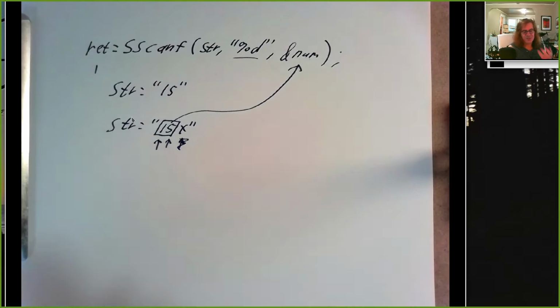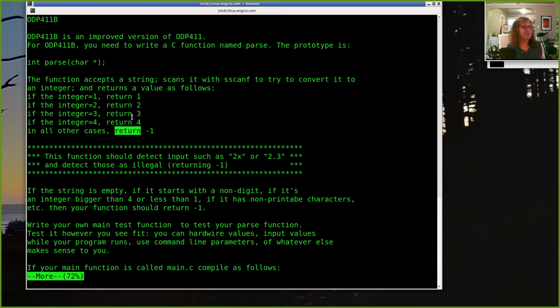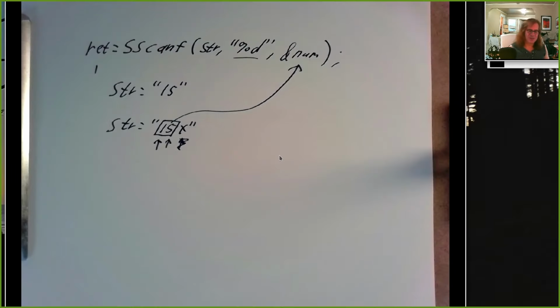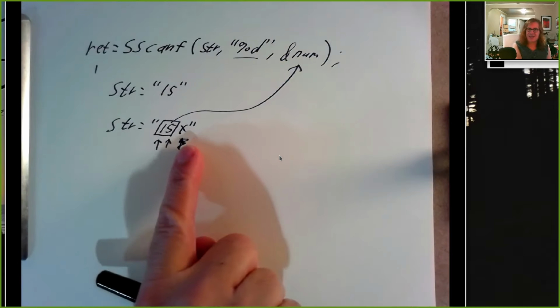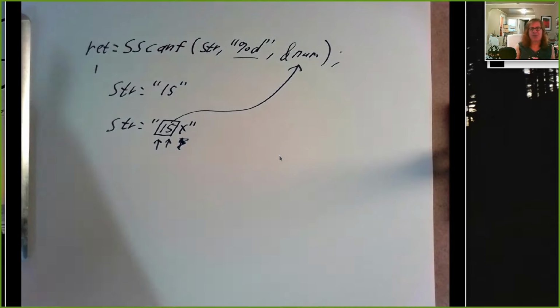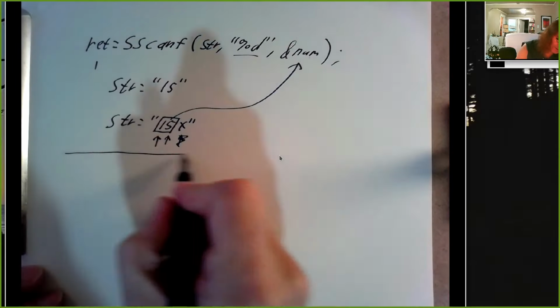Alright, so if we want to be very precise about error handling, for example, if we want to be able to pick up 2x as an error or 2.3 as an error, we need to know not only that the string started with an integer, but that it didn't have anything else after it, except maybe spaces or a newline or things like that. Alright, so there's a trick we can do.